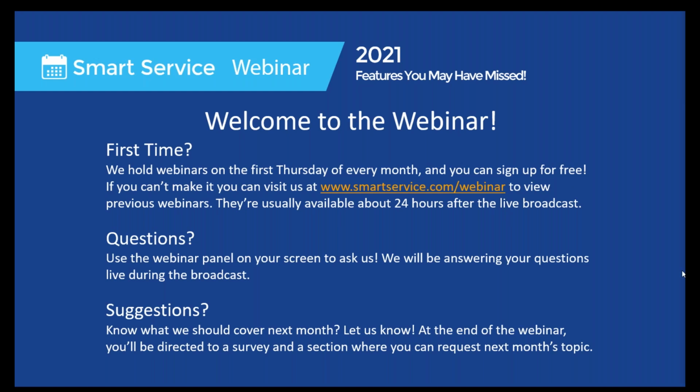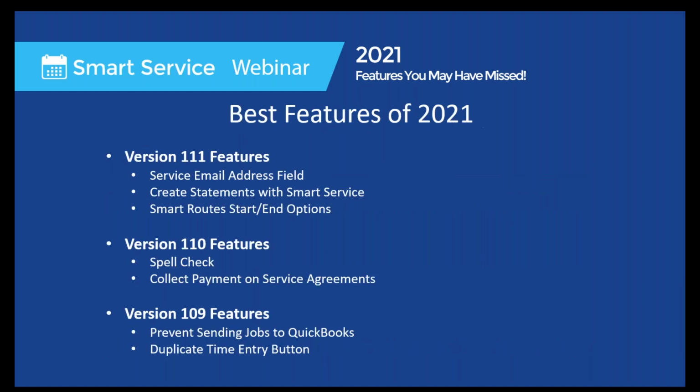But let's go ahead and take a look at the features that we're talking about today. So here is a brief list of the items that we're going to be covering. The version 111 features. We're on 112 now, but the next latest version here is version 111. We added a service email address field. So we'll talk about service versus billing emails. We'll talk about the option to create statements in Smart Service. This is something that's been added if you have our merchant service card point. You have the ability to send statements out from Smart Service now.